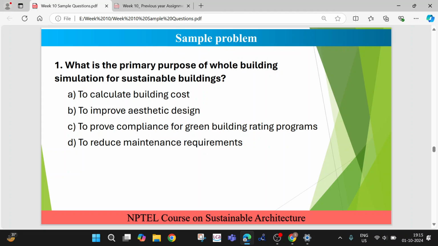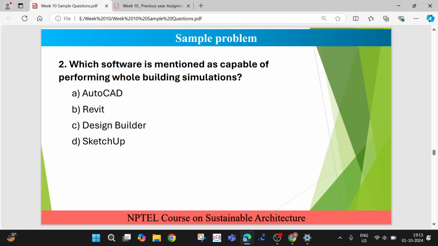To prove compliance for green building rating programs, whole building simulation becomes very essential, where we compare the proposed design with the base case, mainly to ensure that the building design meets or exceeds the performance required for green building rating systems. Fine. So let's move to the second question then. You should be able to give this answer correctly. Which software do you think is capable of performing whole building simulation out of the four options?